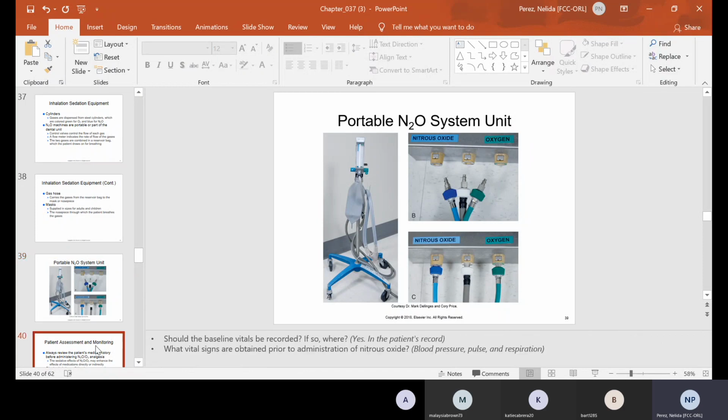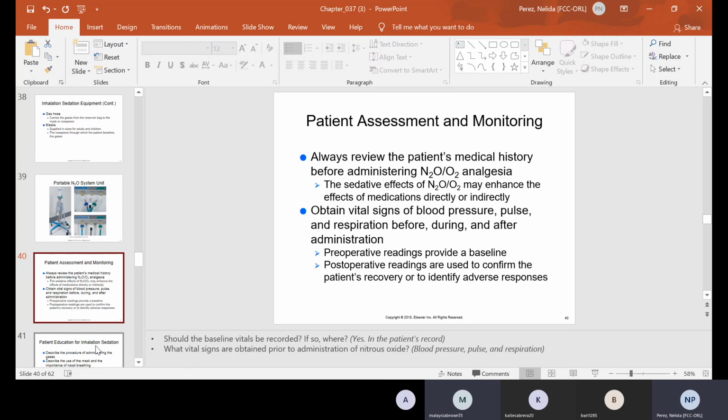Now, during the time that we're giving the nitrous, patient assessment and monitoring must be done. If you are in an office that does it, watch what they do first and take notes, so that when they put you in charge, you know what's going on. Always review the patient's medical history. That's a must in any procedure.